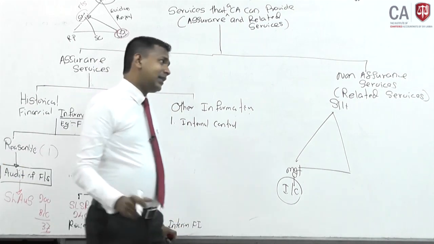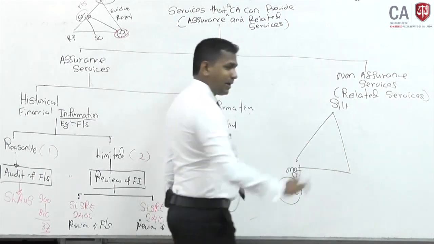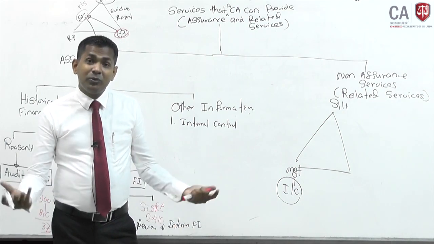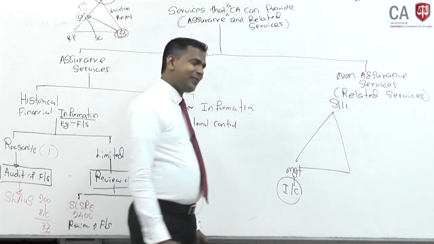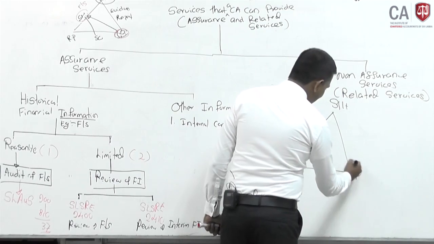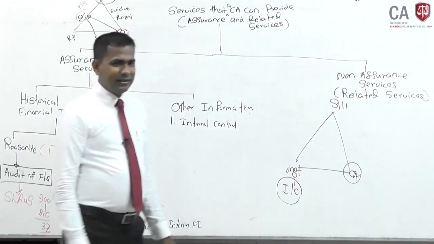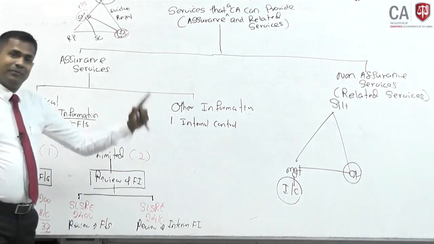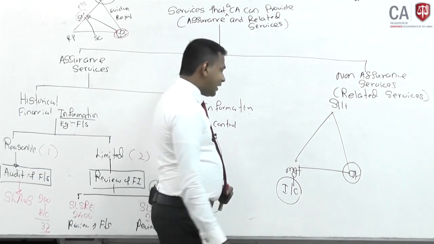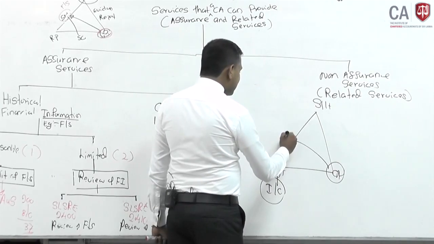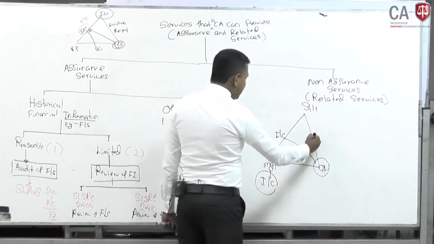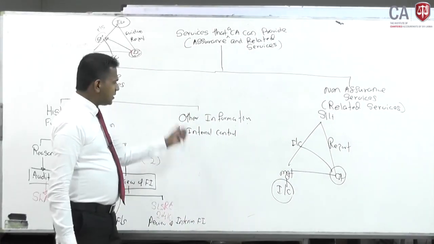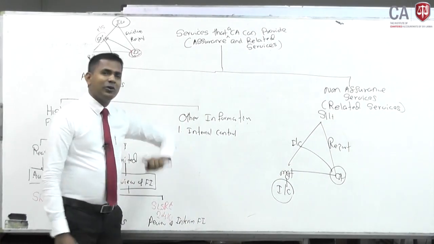So therefore the shareholder says, I need to check whether this company's internal control is good or not. Now, to whom to go? You have to go to a chartered accountant. So now the chartered accountant comes and checks the internal controls of the business organization and gives a report to the shareholder. So this chartered accountant is checking the internal control now.